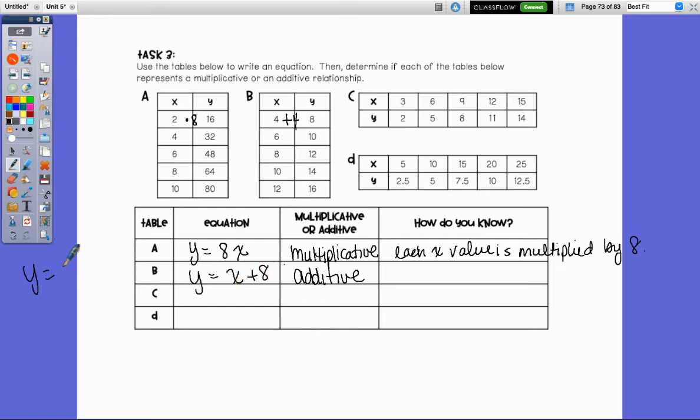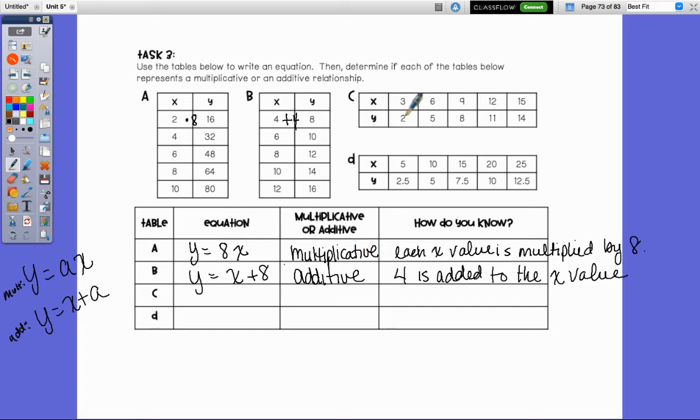Remember, we have two types, y equals ax or y equals x plus a. This one's multiplicative. This is additive. So make sure you're choosing the right one. How do I know? Because 4 is added to the x value. You know I can't keep it in the box. My handwriting's too big.